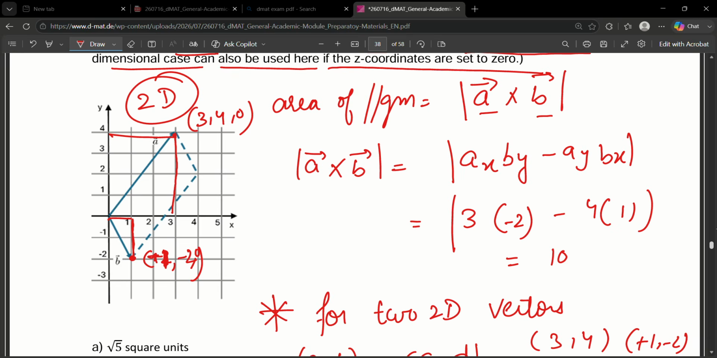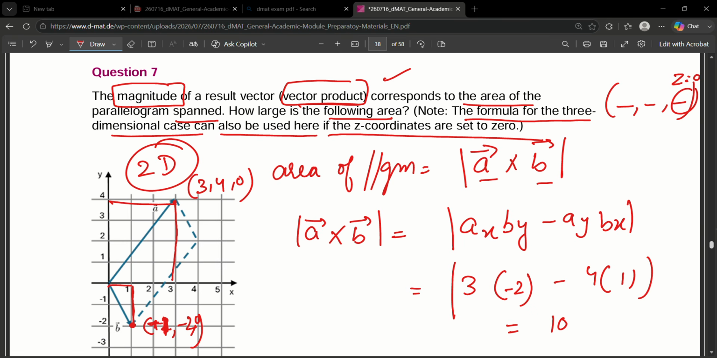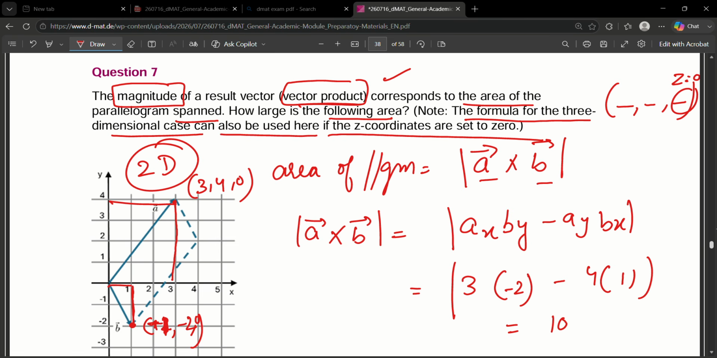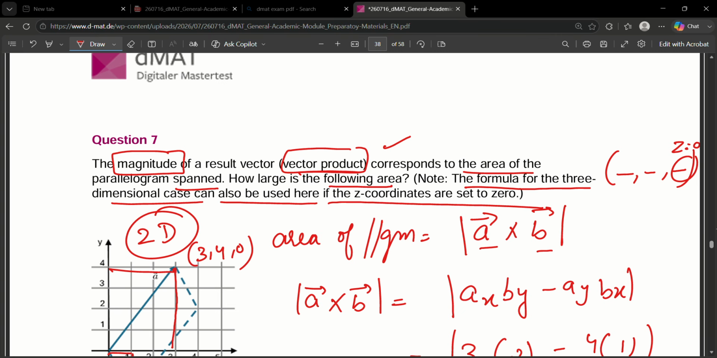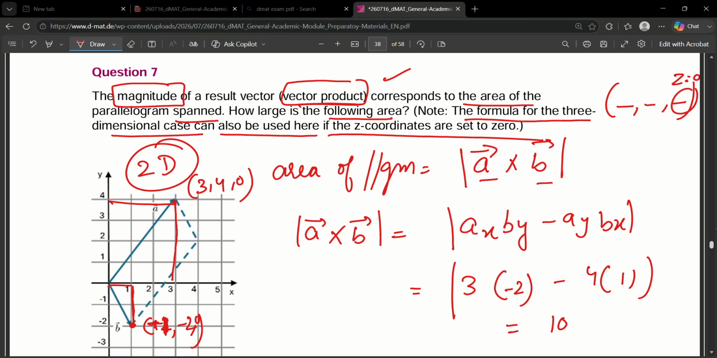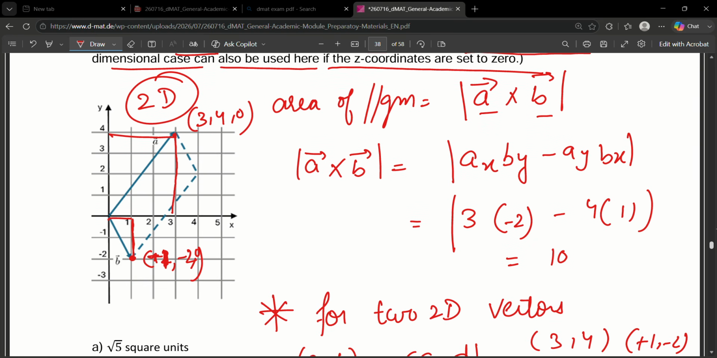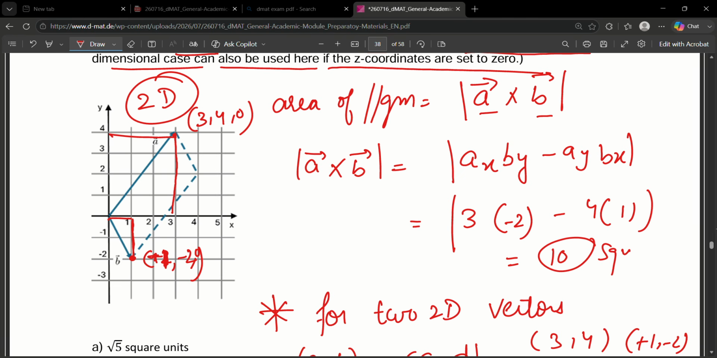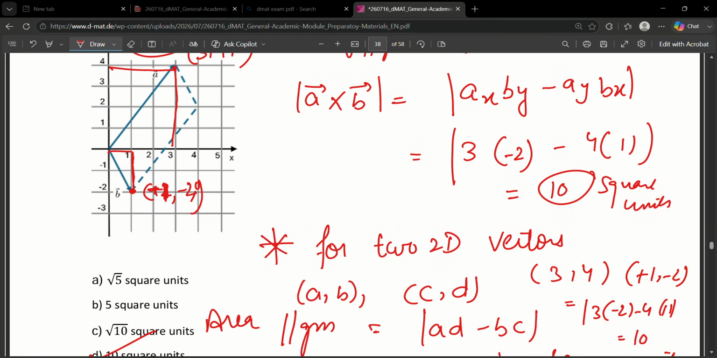So they had told you to find the magnitude of the result vector, and you just have to find the magnitude of the result vector corresponding to the area of the parallelogram spanned. That is basically you just have to find the cross product, and when you take that magnitude, that would result in 10 square units. That is the answer here.